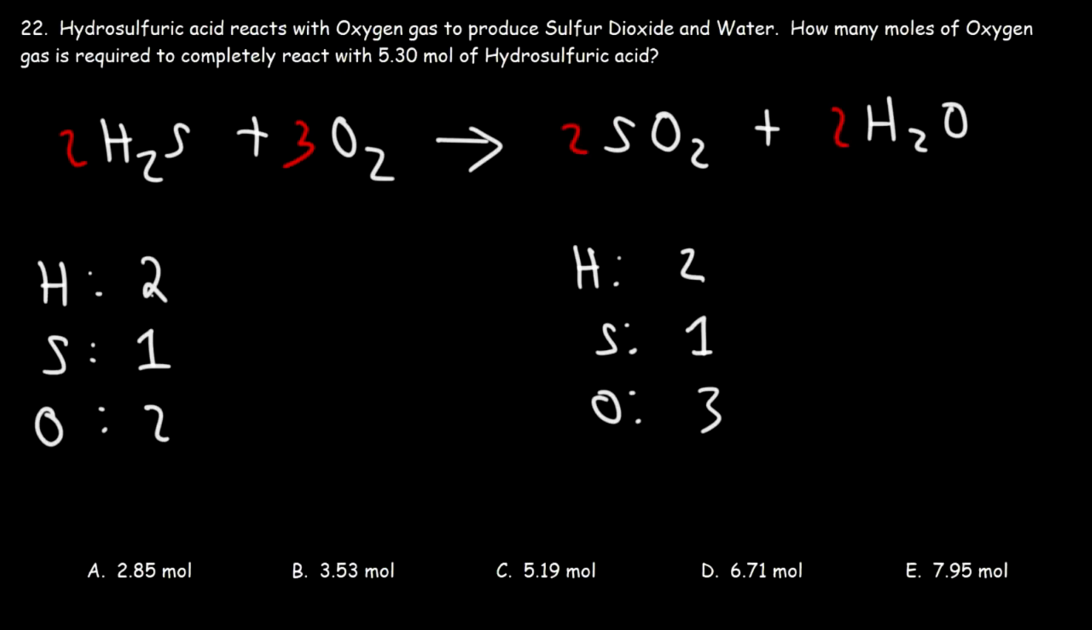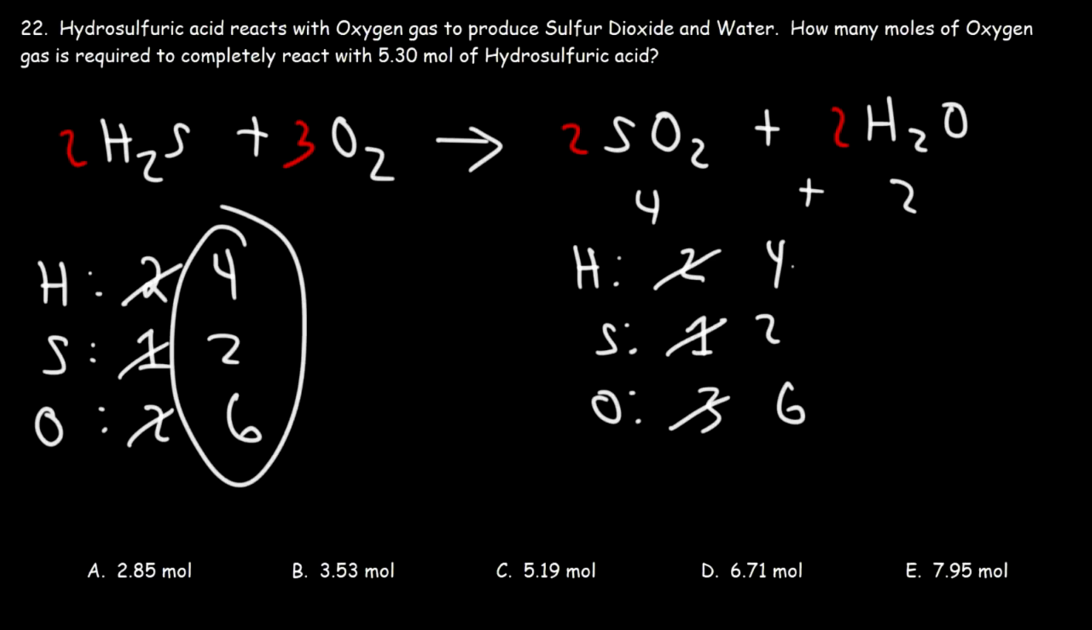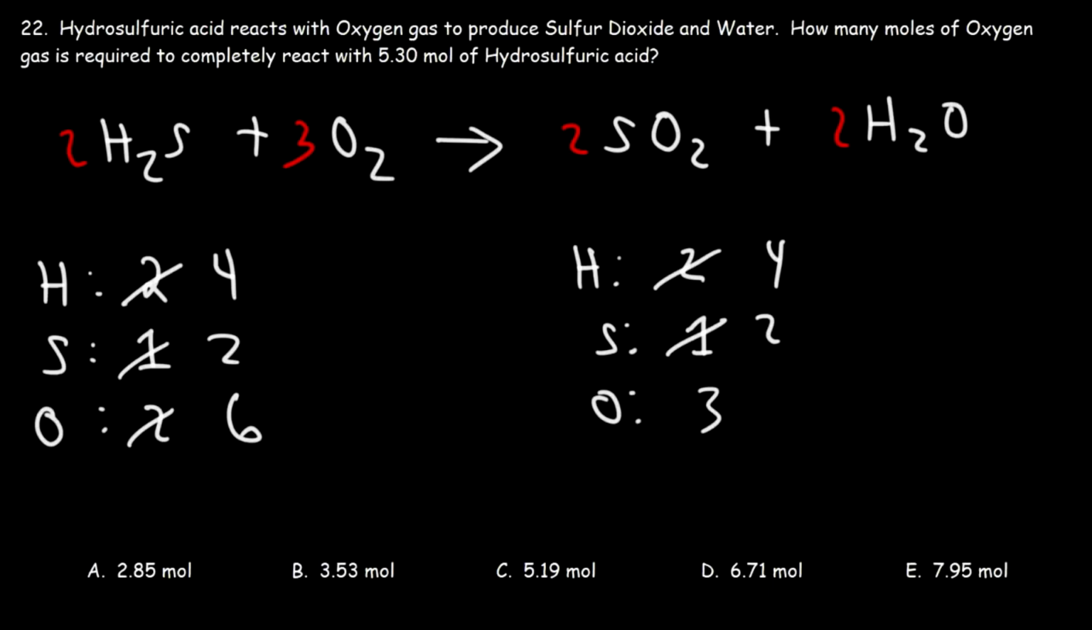So now let's rebalance everything. We now have 4 hydrogens on the left. 2 times 2 is 4. We have 2 sulfur atoms, and 3 times 2 is 6, so 6 oxygen atoms. Now, in terms of the number of hydrogen atoms we have on the right, it's now 4. 2 times 2 is 4. We have 2 sulfur atoms. And for the number of oxygen atoms, we have 4 plus 2, which is 6. So as we can see, these numbers are equal to those numbers. So everything is balanced at this point.